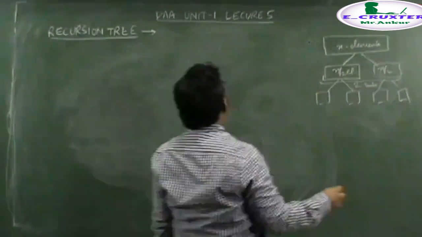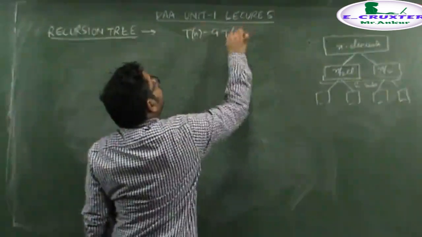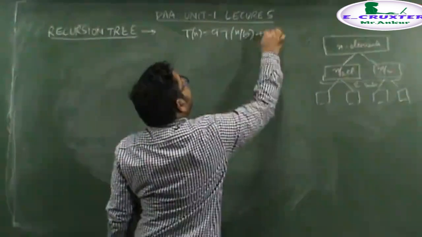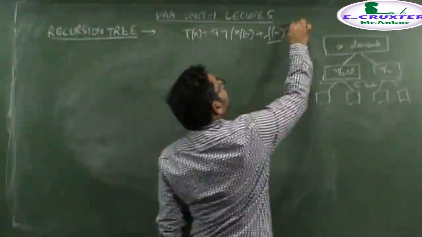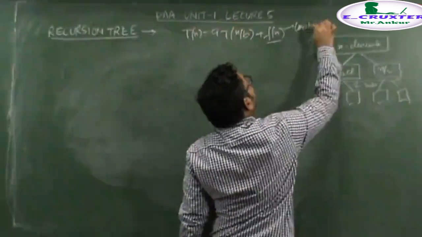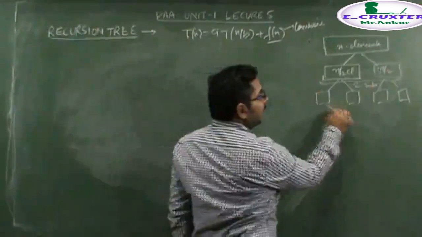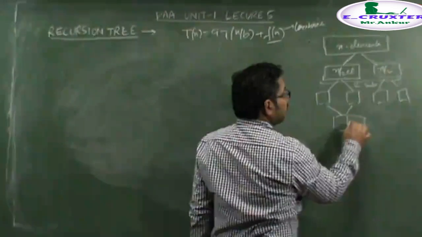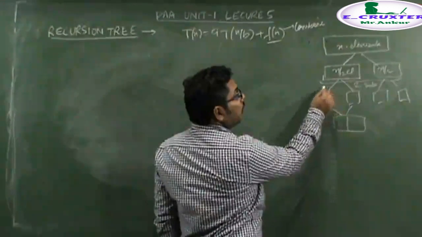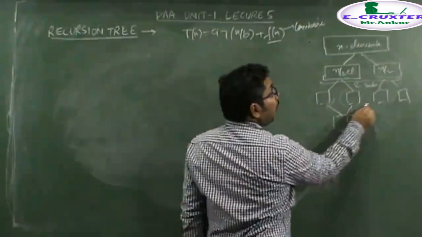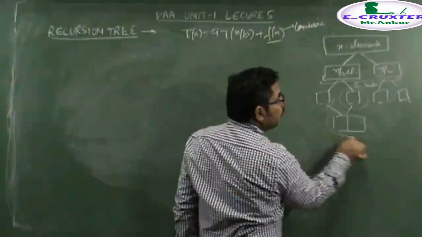The recurrence equation was T of n is equal to a T of n upon b plus f of n, where f of n is the running time to combine. And I told you that when we were combining these subproblems, they were already in sorted form, and we were combining these two subarrays to create a single sorted array.